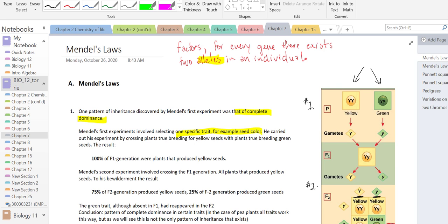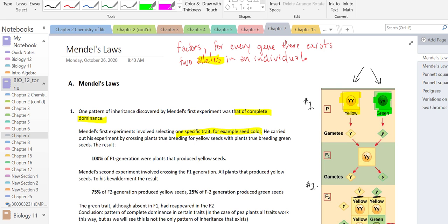What Mendel did essentially was he took a plant that was pure breeding for yellow seeds, and he crossed that with a plant that was pure breeding for green seeds. All right, and so maybe I'll try and highlight that in yellow. I don't know if it'll show up, but there we go.